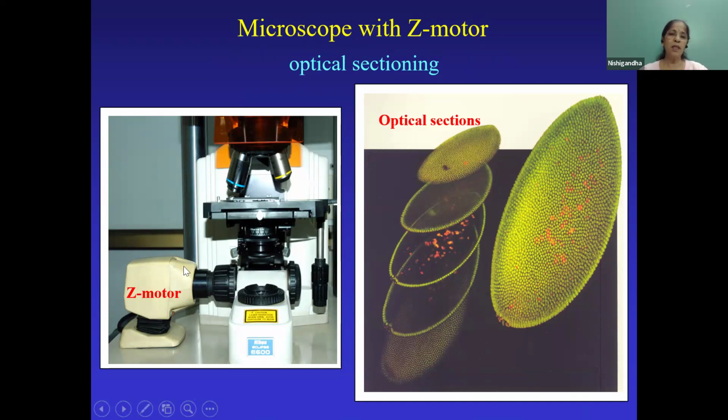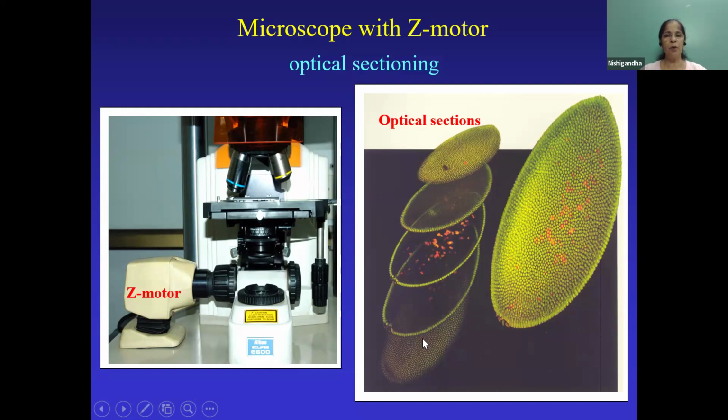Now in this microscope, there is a Z motor. Now what is this Z motor? This is a motor which is attached to the focusing screws, and it moves the focusing screws by the distance that we set, say 0.5 micron, 1 micron, 1.25 micron, depending on the object. So it moves the stage in the Z axis. That is why it's called a Z motor. So what the Z motor does is move the object sitting over here in the Z axis so that the focal point of the laser keeps on changing.